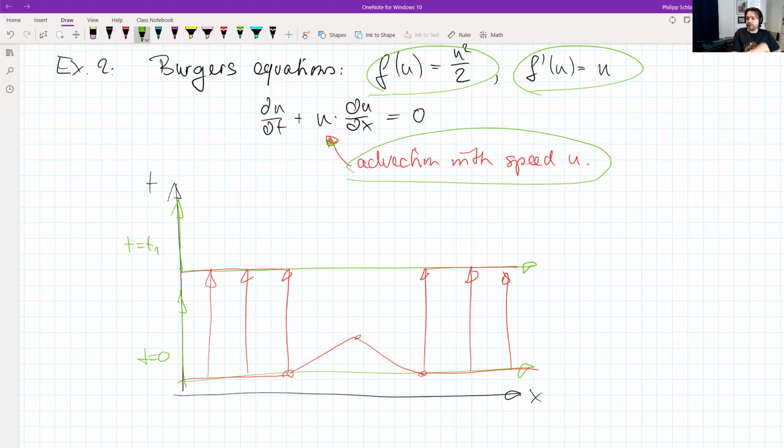Of course, this is a nonlinear problem now. So that means u, the convection speed, actually depends on the solution and may change as we move on through the simulation. So let me now illustrate to you what that actually means for a specific initial condition.